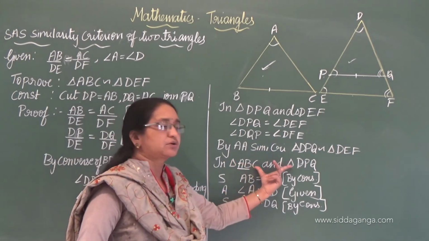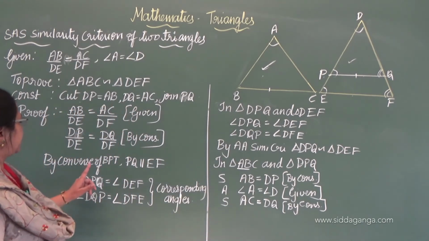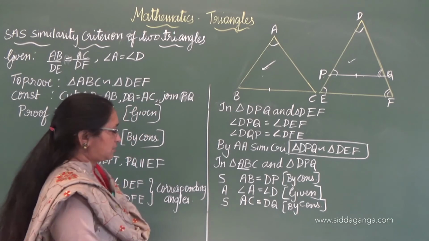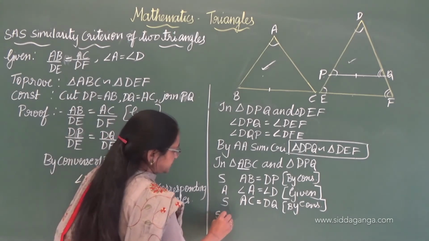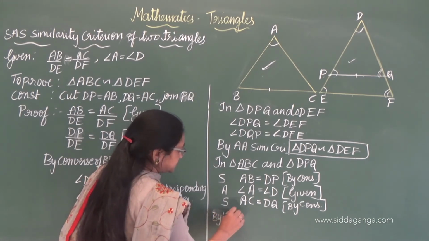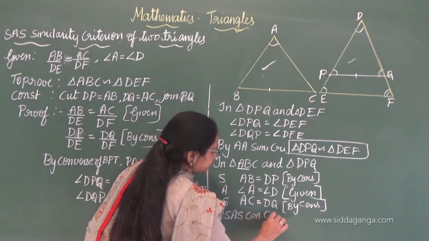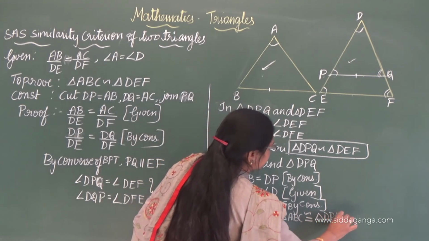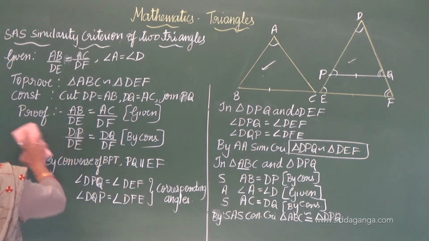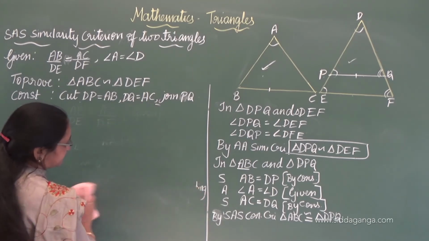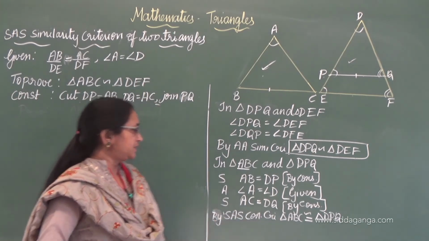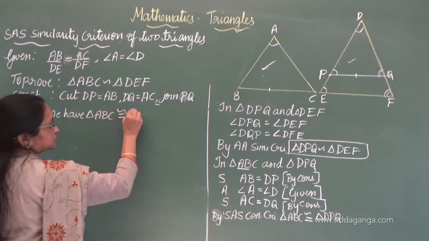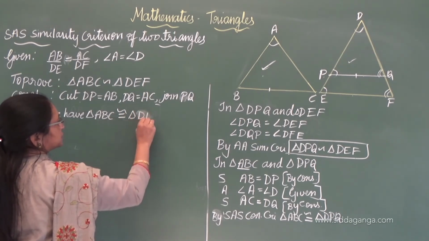So once you prove these two are congruent, see here, observe this. Now I will write here, I hope you can see, by SAS congruency criteria, triangle ABC is congruent to triangle DPQ. So congruent triangles means, I told you just now, I will conclude that. See here, now we have triangle ABC is congruent to triangle DPQ, we have that, isn't it?